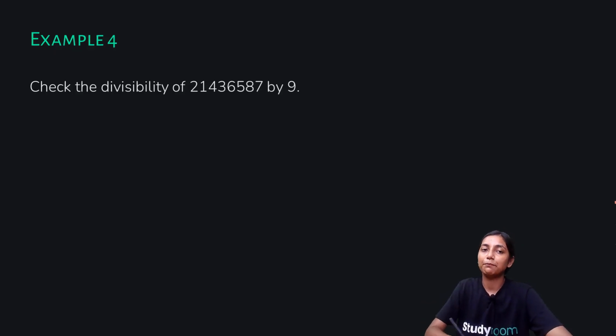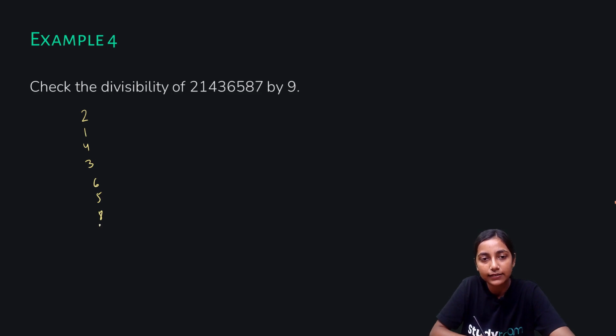Now you're given example number 4 and you have to check the divisibility of this big number by 9. That is, you are indirectly asked whether this number is divisible by 9 or not. So you are not going to divide this whole number by 9, but you can use the divisibility check by 9. That is, if the sum of its digits is divisible by 9, then this whole number will be divisible by 9. So you'll be adding 2, 1, 4, 3, 2, 1, 4, 3 and then 6, 5, 8, 7.